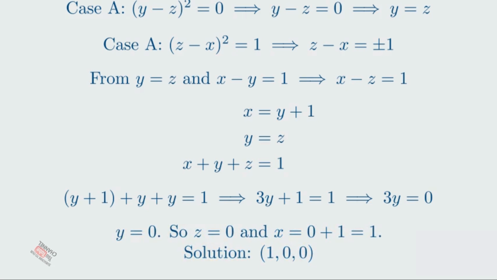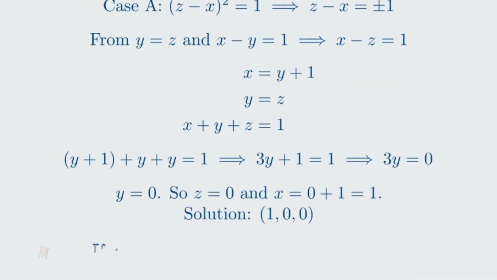This was the case where x minus y was positive 1. What if it was negative 1? If x minus y is negative 1, we follow the same process and find the solution is (2/3, 2/3, 2/3)... which is not an integer solution. So, we found one integer solution, (1, 0, 0).